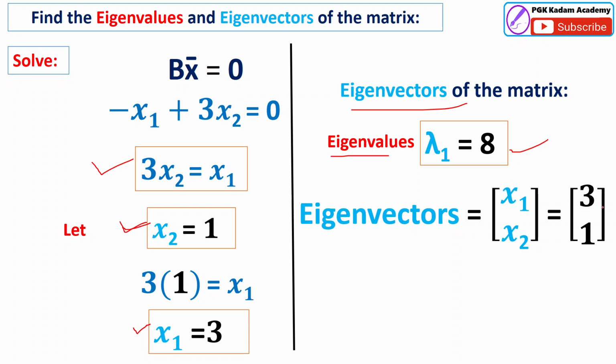So friends, once we find the eigenvalues and eigenvectors, this is for the first eigenvalue, 8. In a similar way, we can find lambda 2 equals minus 2, that is the second eigenvalue. But how do we check whether that answer is correct or not?